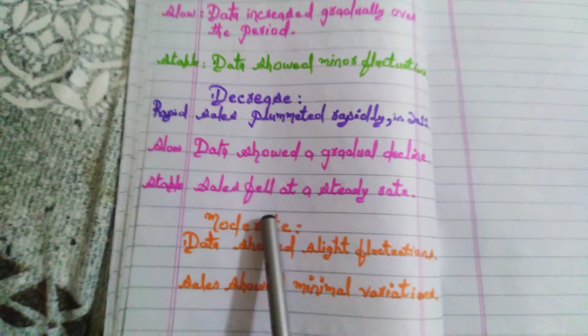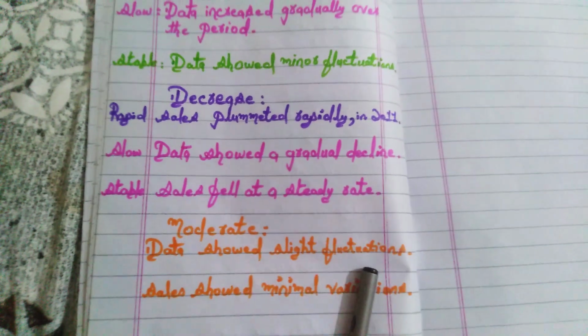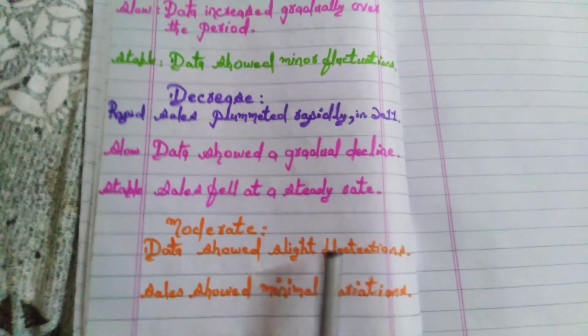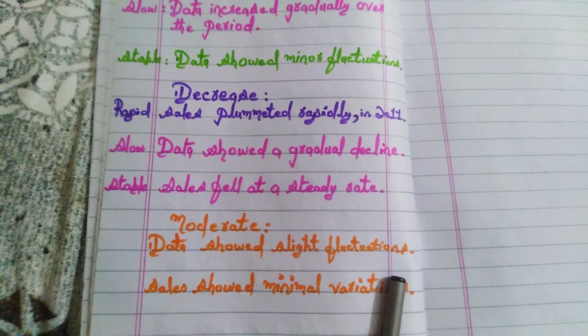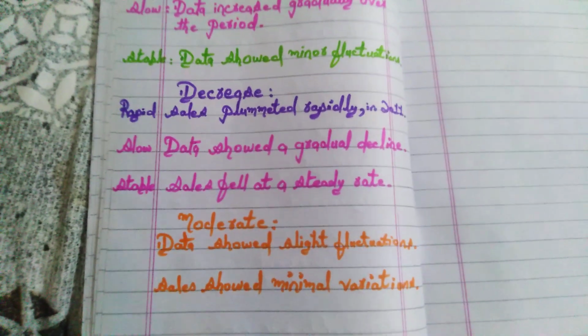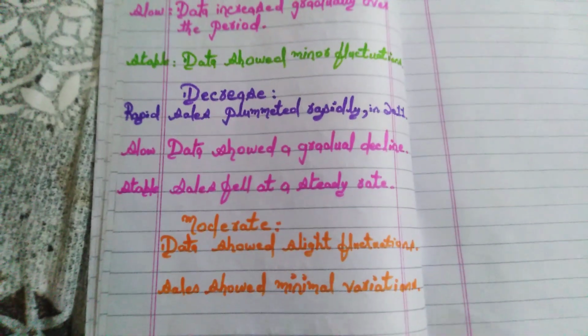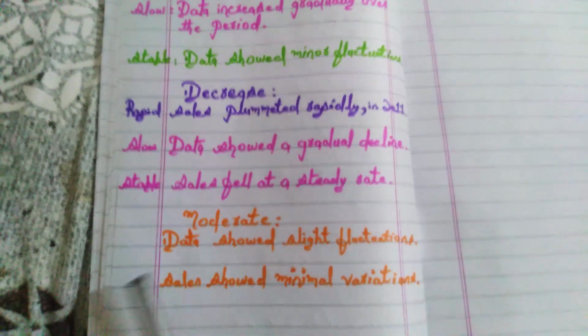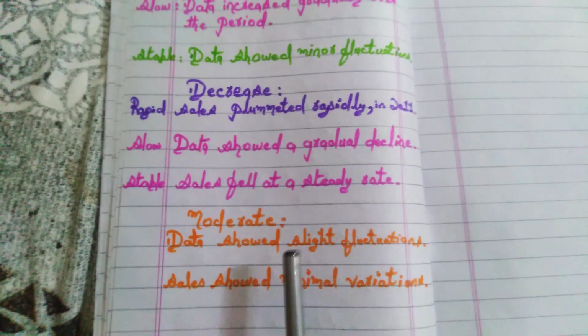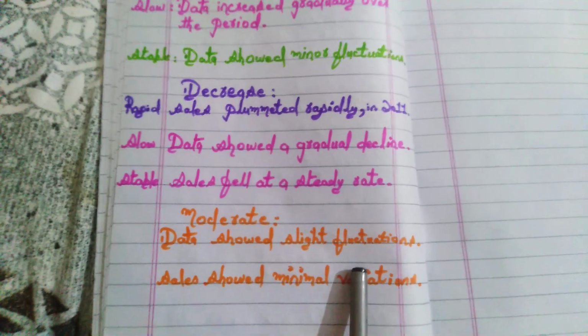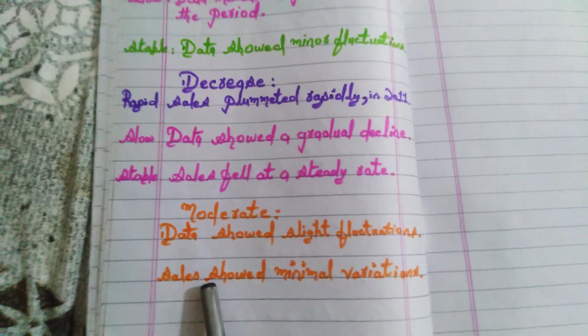Moderate, remain unchanged: the data showed slight fluctuations, the data showed minor fluctuations. Minor fluctuation is a very IELTS-friendly phrase. IELTS examiners love these two words, minor fluctuations. They will easily make you score band 9. So if it's a moderate trend, always say minor fluctuations or slight fluctuations. These are very IELTS examiner phrases.